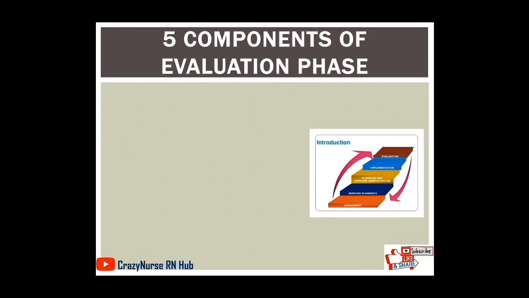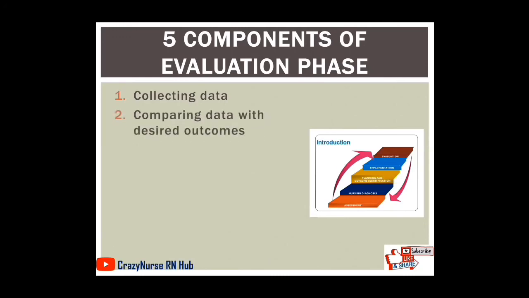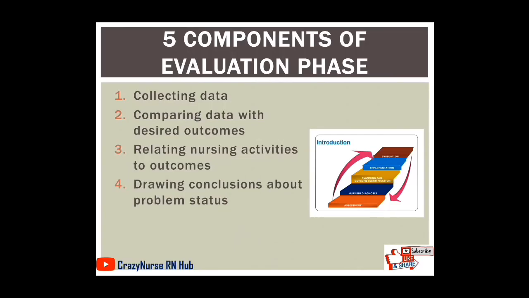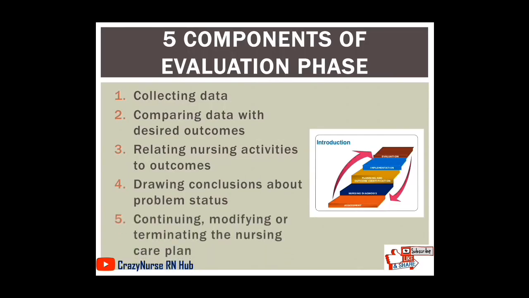Now let's proceed to the 5 components of the evaluation phase. First is collecting data related to the desired outcomes. Next is comparing data with desired outcomes. Next is relating nursing activities to outcomes and drawing conclusions about problem status, and lastly, continuing, modifying, or terminating the nursing care plan.